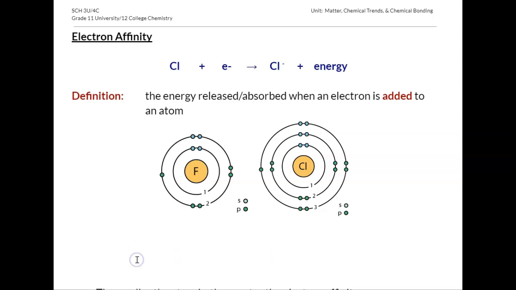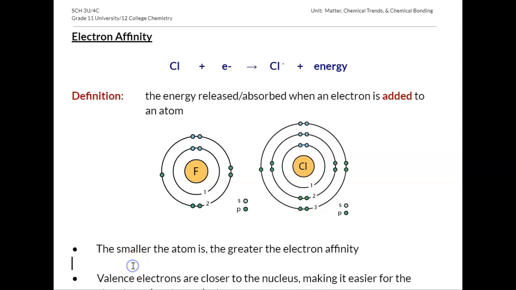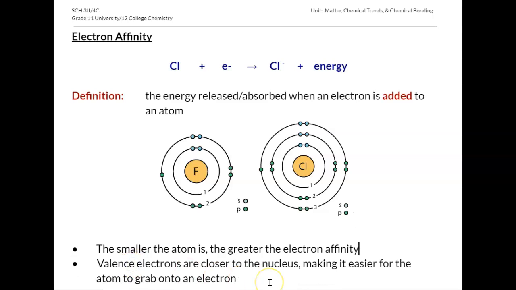Okay, so let's write a little bit of that down. The smaller an atom, the greater its electron affinity. Valence electrons are going to be closer to the nucleus, making it far easier for the atom to grab onto an electron. So that's the first piece of this.